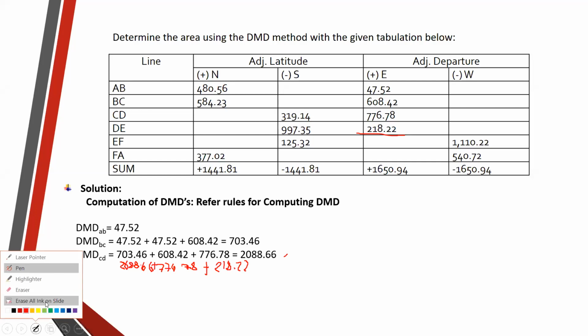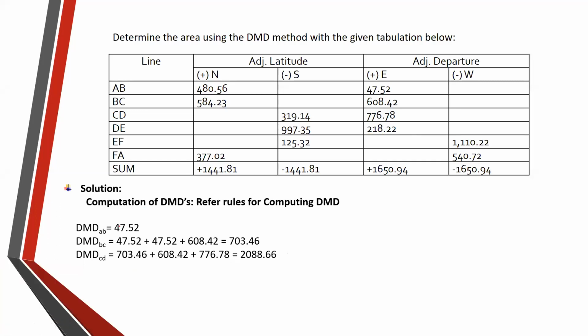3,083.66. So we have 3,083.66. Next, we now get the DMD of the EF.